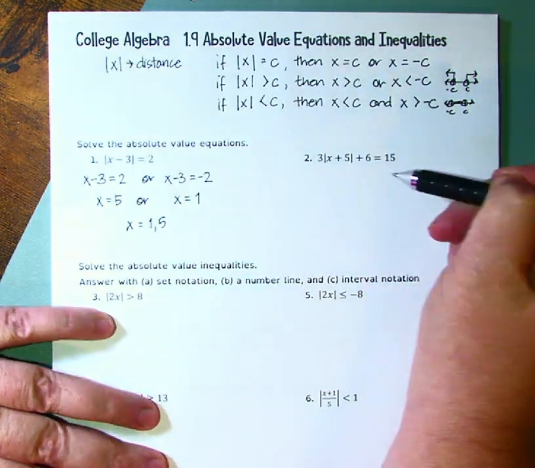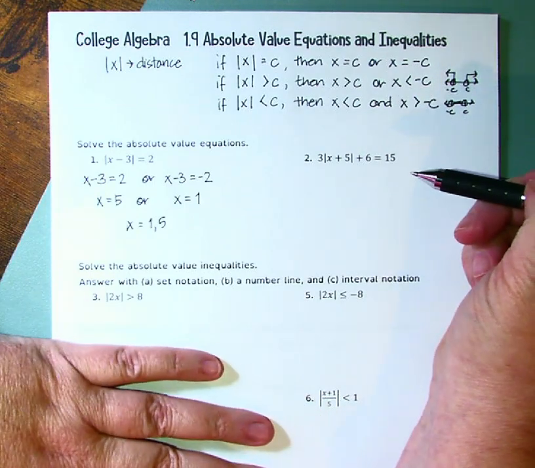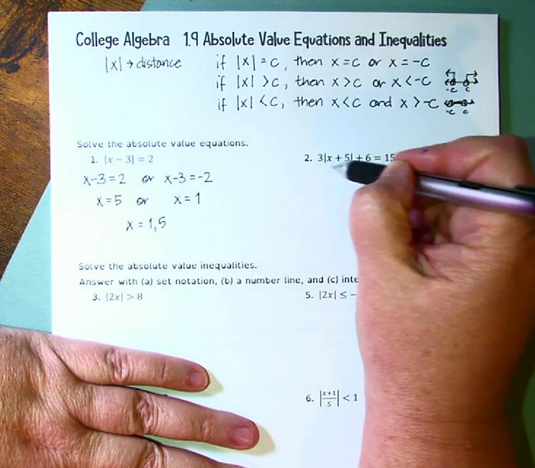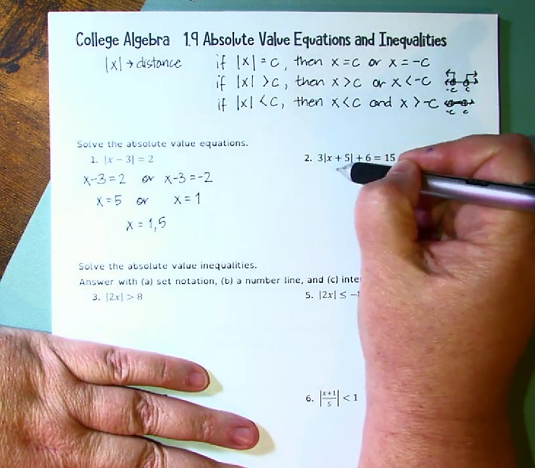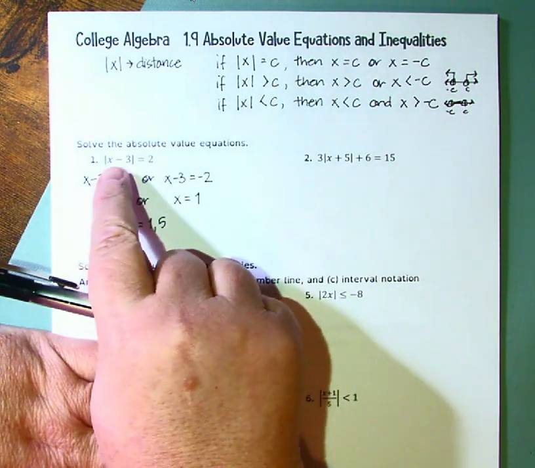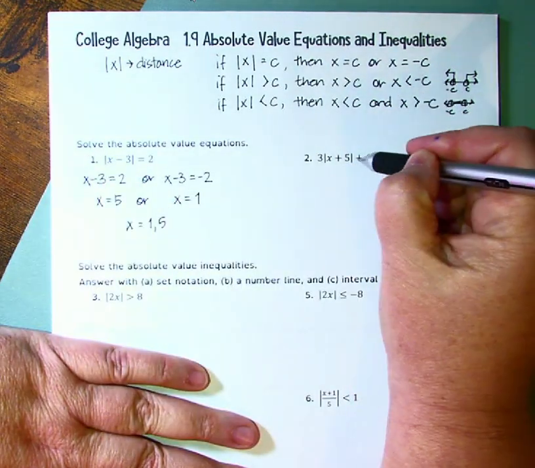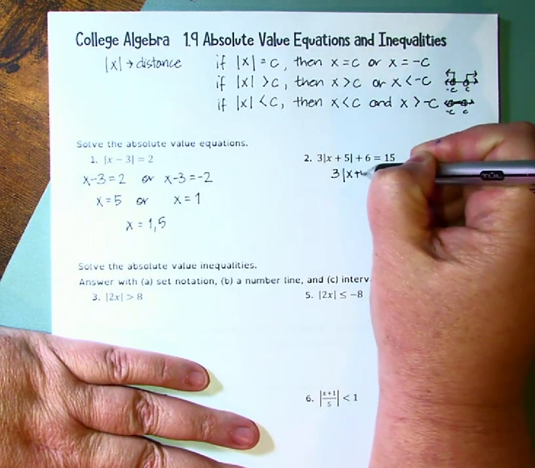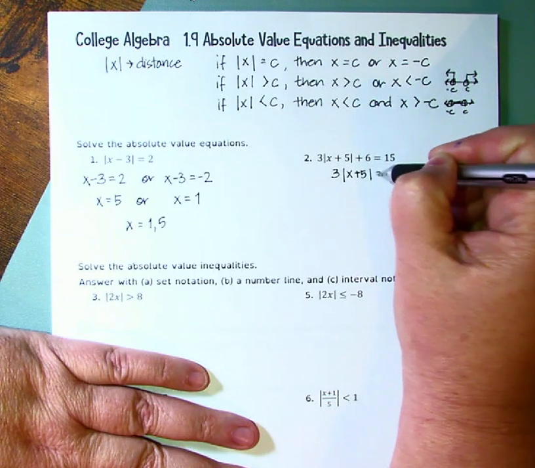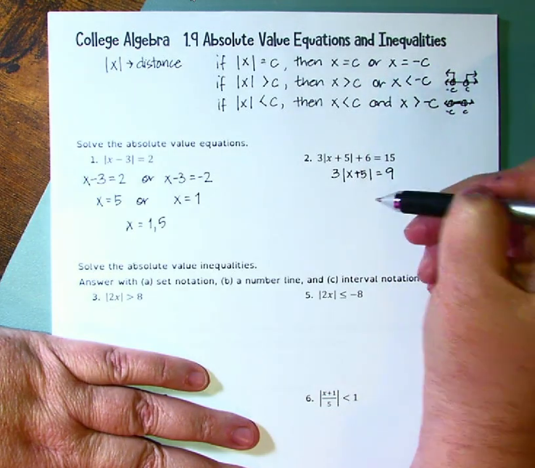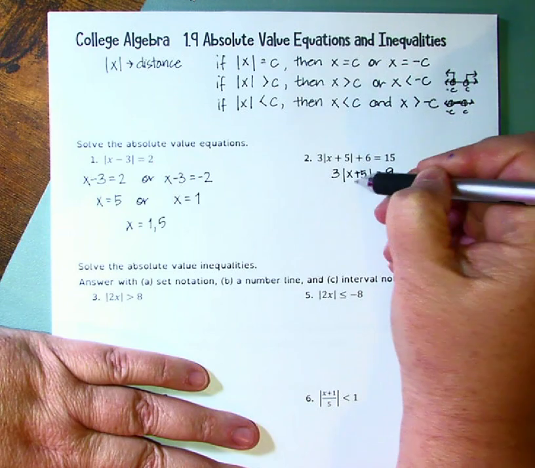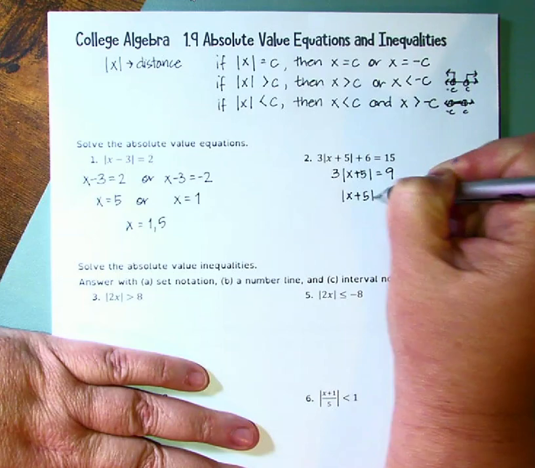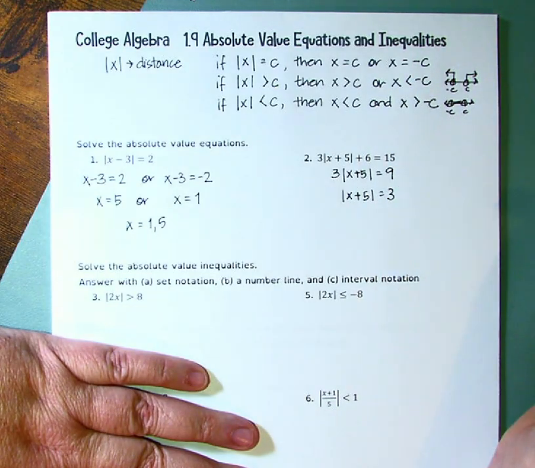If you have a slightly longer problem, as you see here in number 2, all I'm going to do is treat this as a single entity, and I'm going to try and isolate it as I did over here. I'm going to subtract 6 from both sides. 3 times the absolute value of x plus 5 is going to be equal to 9. Then I'm going to divide both sides by 3. So we have the absolute value of x plus 5 is equal to 3.